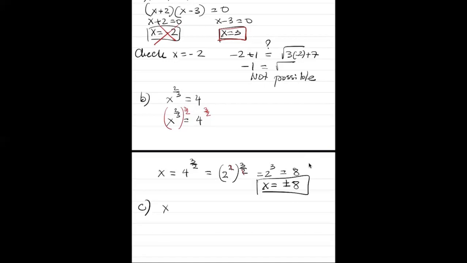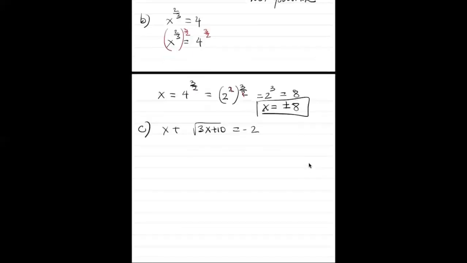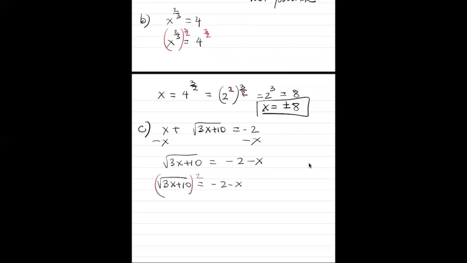x plus the square root of 3x plus 10 equals -2. Now the radical has to be by itself, so we're going to subtract x, and we have the square root of 3x plus 10 equals -2 minus x. We're going to square both sides. That's the only way to get rid of the square root.